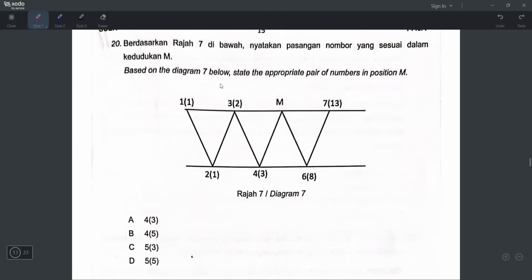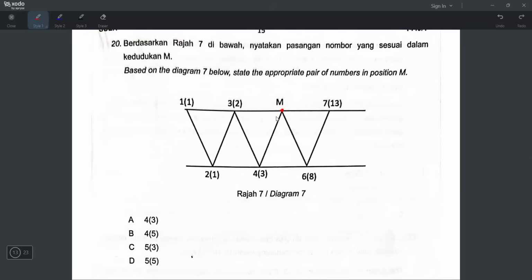Okay, number 20. Oh my god, what is this? Based on diagram 7 below, state the appropriate pair of numbers in position M. So where is M? Oh, this one. So they want us to write down the pair of numbers: (4, 3), (4, 5), (5, 3), (5, 5).